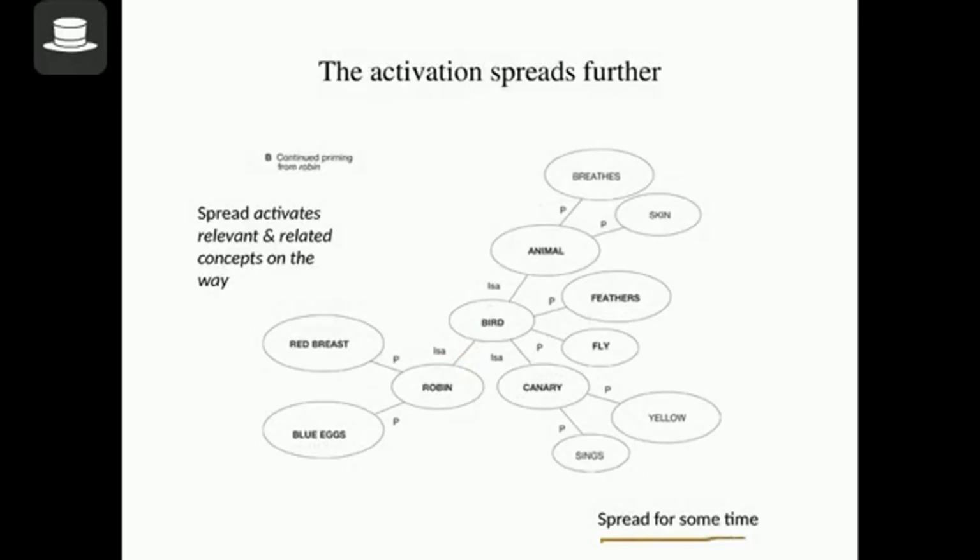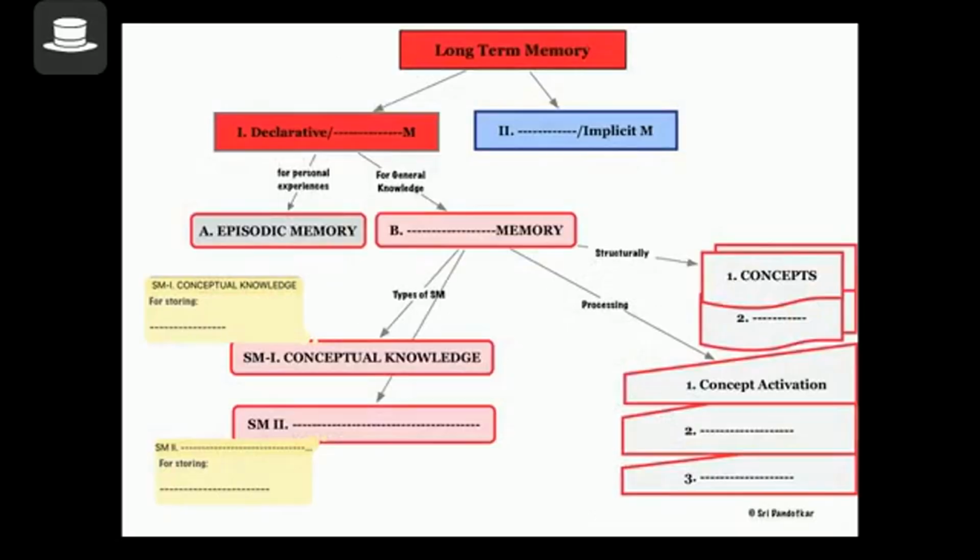And this activation spreads for some time, just like the ripples formed by the stone in still water stay for some time, but it will never go on forever, right? It is active for some time. In the process, the relevant, related and closely linked concepts also get activated, but not the ones that are too far. So the first one is concept activation. The second is spread of activation.